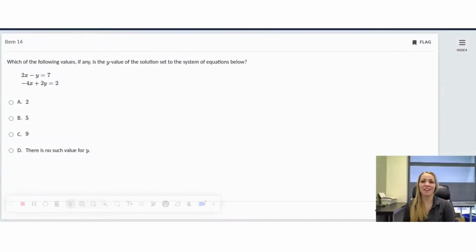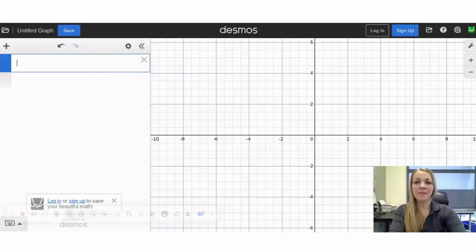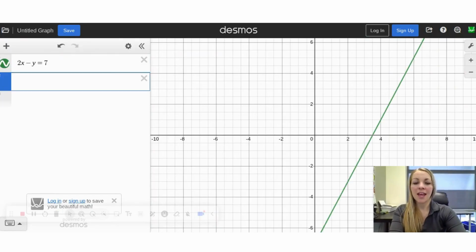Question number 14. Which of the following values, if any, is the y value of the solution set to the system of equations below? The solution to a system of equations is where the lines intersect. And then what we're going to do is find the y value. Desmos is a great tool to visually see this. Let's go there now. The system of equations given was 2x minus y equals 7 and negative 4x plus 2y equals 2.